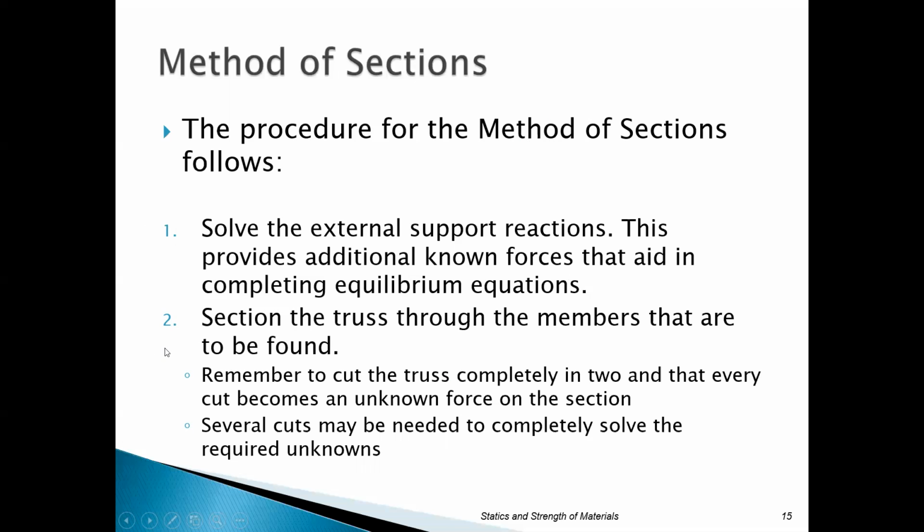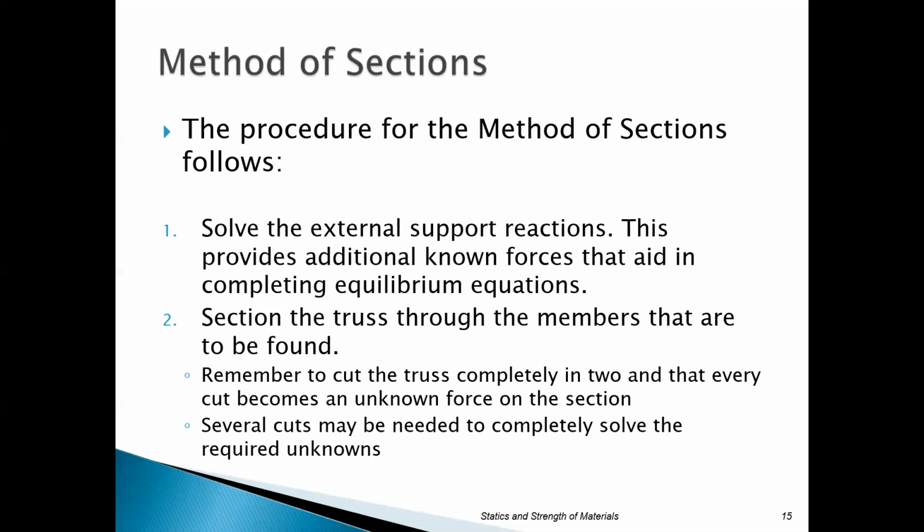Sections, we don't. So this step right here is key to everything. Okay. Then you section the truss through the members that are to be found. So you simply draw basically a cut through it, and then you're going to draw a free body diagram based on that. So here's the key things to remember with your section. Remember to cut the truss completely in two, so that you have basically two sections you could draw. And where you're doing the cut, you're generating unknown forces through those sections.